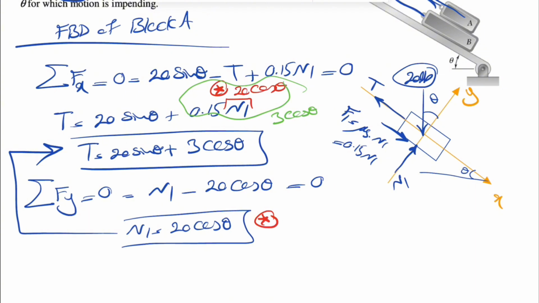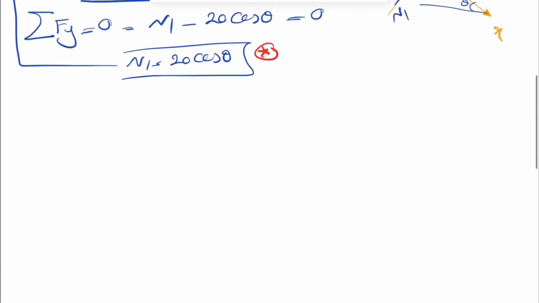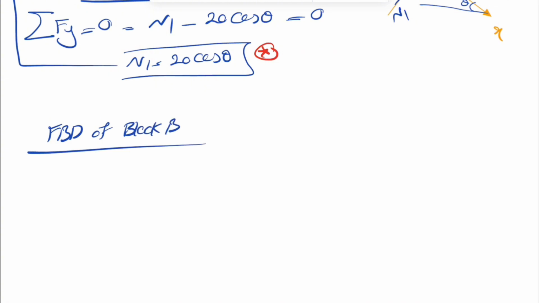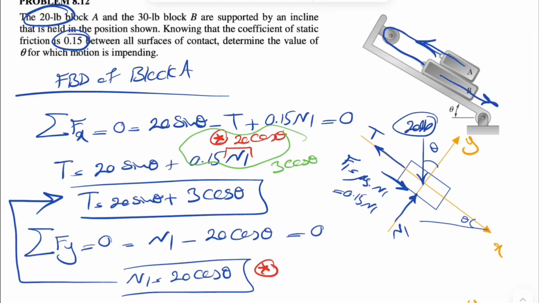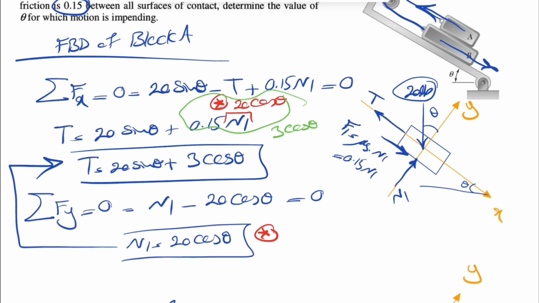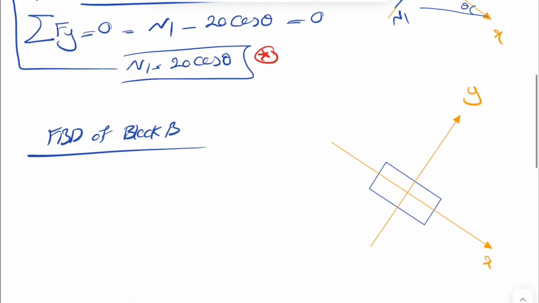So now we have one equation. That's pretty much everything that we can get from our block A. Let's move on to block B. So I'm going to draw the free body diagram of block B. As I mentioned, this is the direction for block B, or the movement of block B when it's about to move. So if that's the case, the friction has to be in the opposite direction.